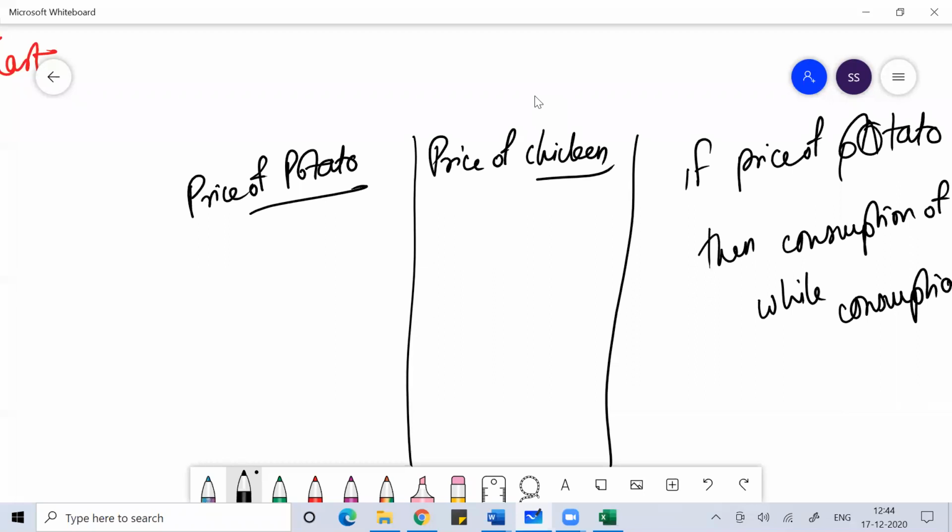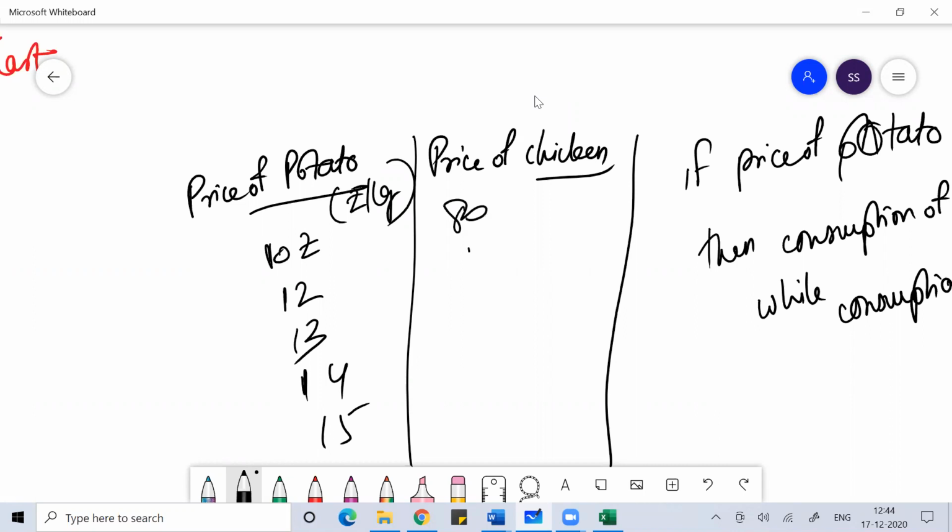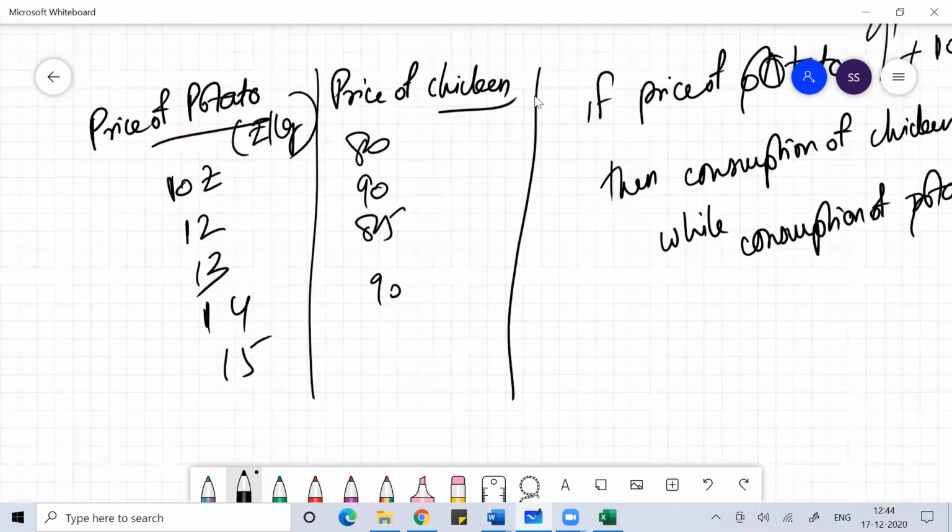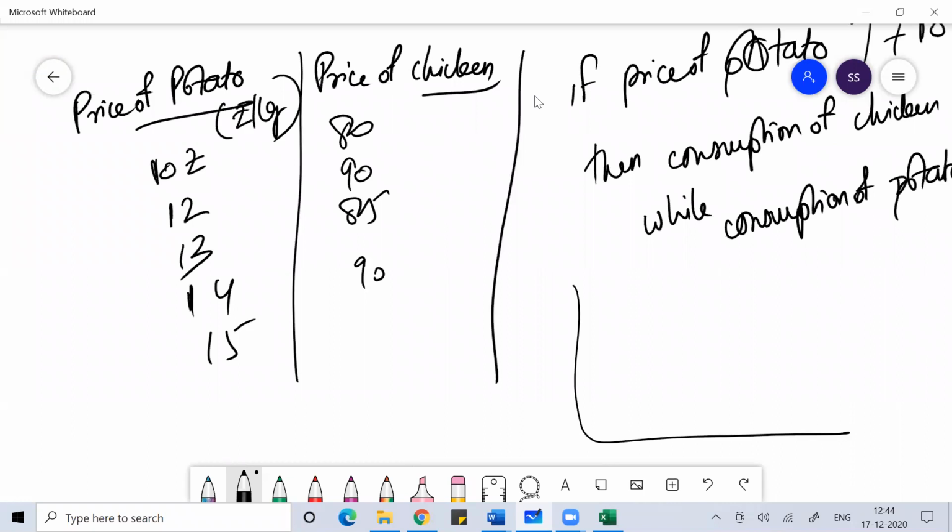Suppose, I never go to buy potato, so I don't know the potato price. Suppose potato price is 10 or 12 rupees per kg, and chicken price is maybe 80, 90, or 85 rupees per kg. If I plot the graph between them, the potato price would be somewhere here around 10, and the chicken price somewhere here around 80. So I cannot analyze them.